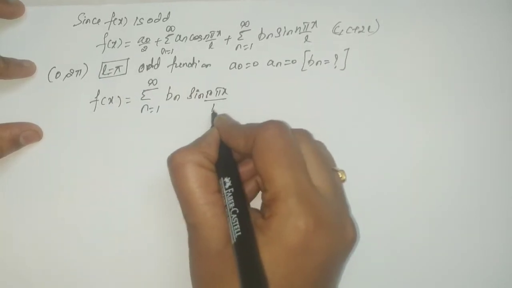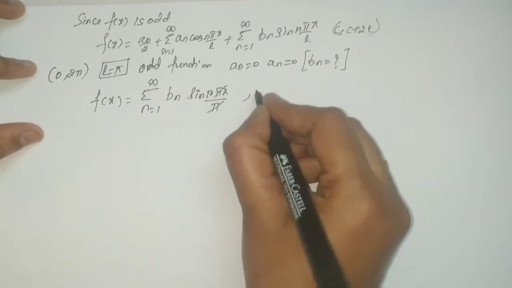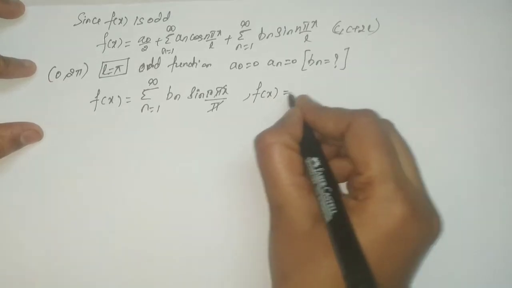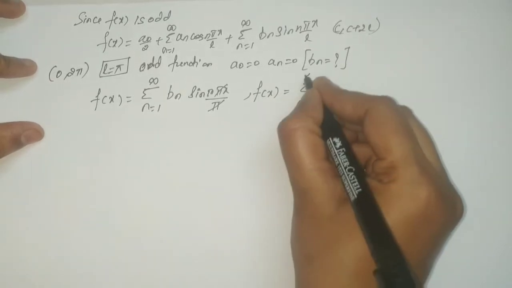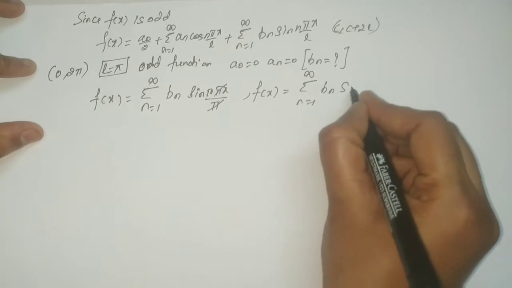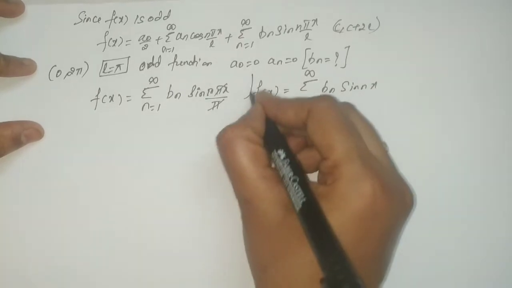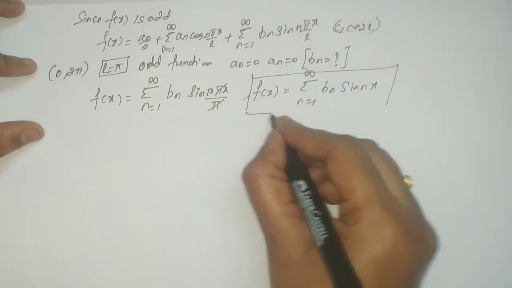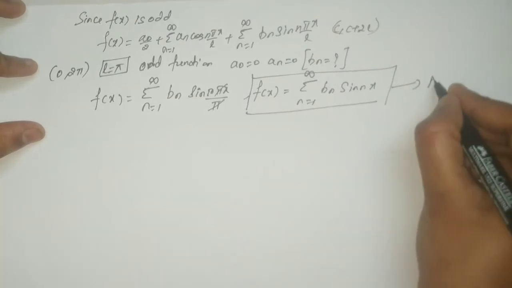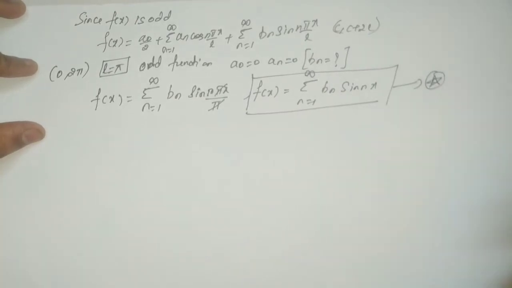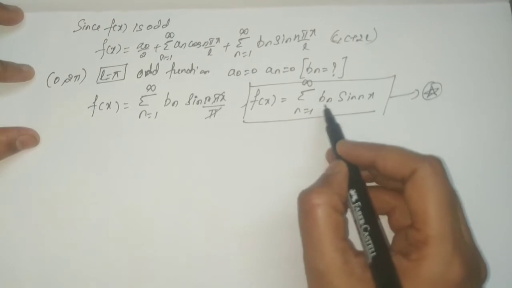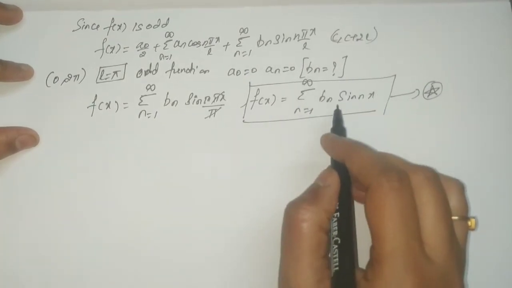Here the L value is pi, so I am just replacing it. So you have got f of x as the sum from 1 to infinity of Bn sine nx. So this is the Fourier series, which we will take as equation star. Here I have to find only Bn to get the series.